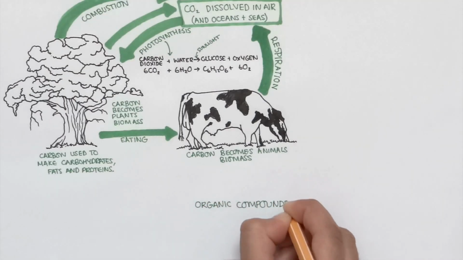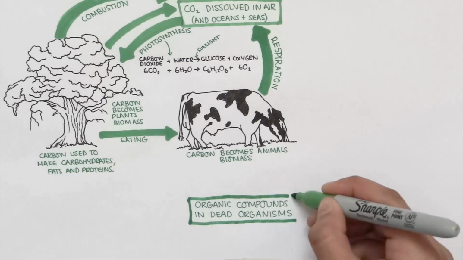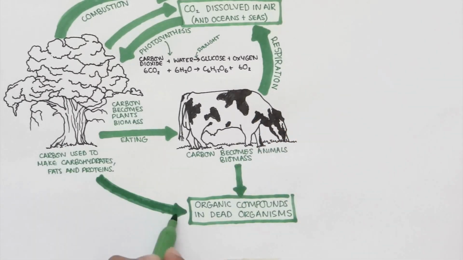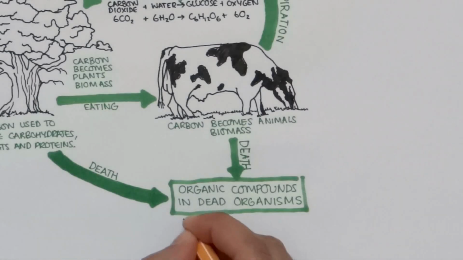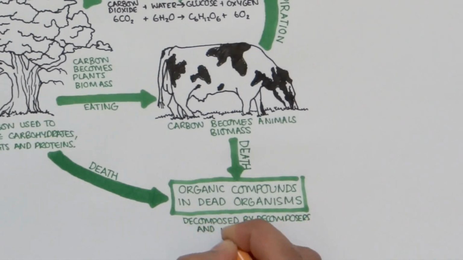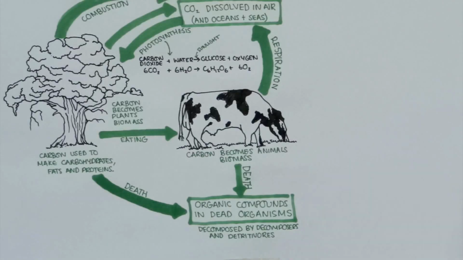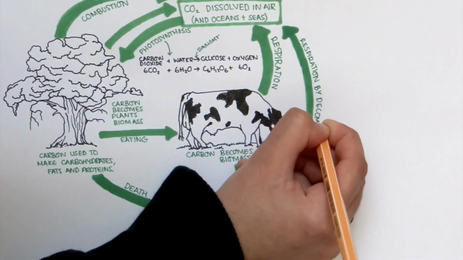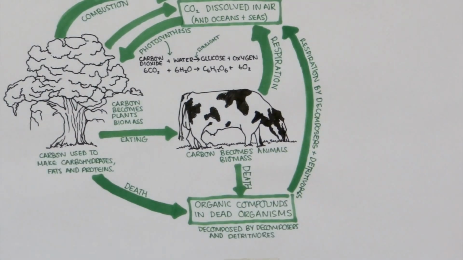When both plants and animals die, they leave over organic compounds. These organic compounds in the now dead organisms are eaten, or decomposed, by other microorganisms, like decomposers and detritivores. These microorganisms also respire, and therefore they release some carbon dioxide back into the atmosphere.